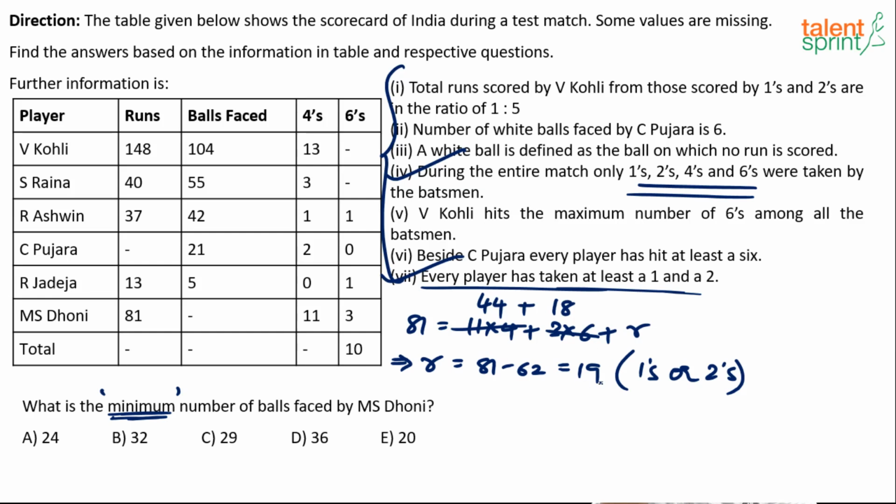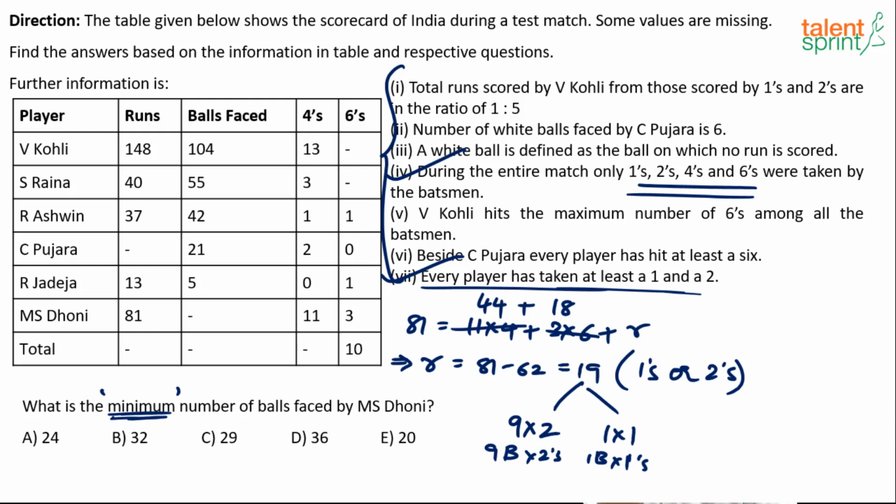But this is 19. Of course, 19 cannot come only with twos. So to keep the number of twos maximum, I can say it is 9 into 2 plus 1 into 1. 9 balls into twos and 1 ball into ones. So on 1 ball he has taken only 1 run. On 9 balls he has taken 2 runs.